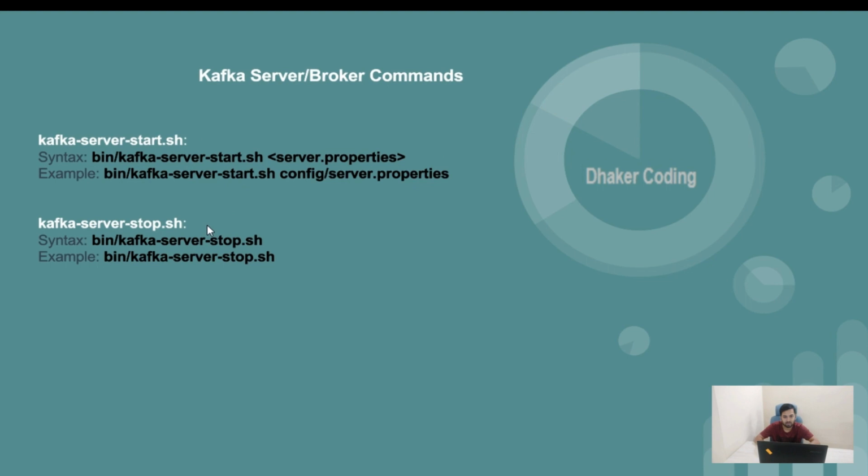Similarly for the Kafka server or broker, mainly two commands we will use: how to start the broker and how to stop the broker. Similarly, we have kafka-server-start.sh and kafka-server-stop.sh. And similarly we can give the server properties file to start the Kafka broker. Inside the config folder there is a server.properties file, so just give that to the Kafka server.